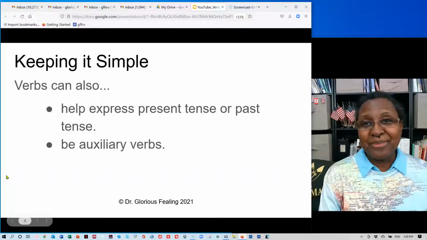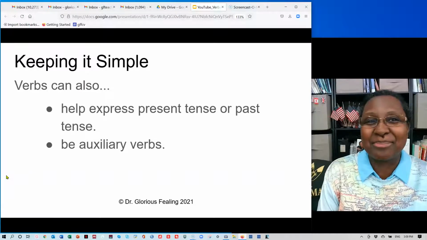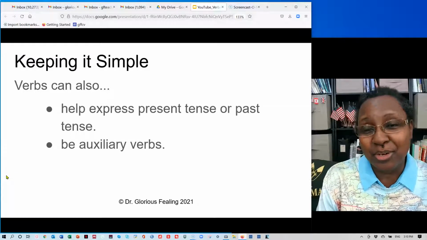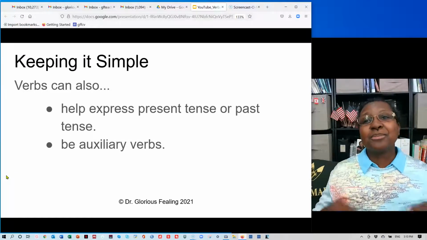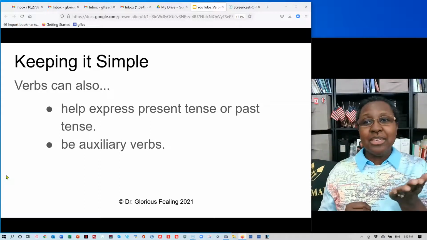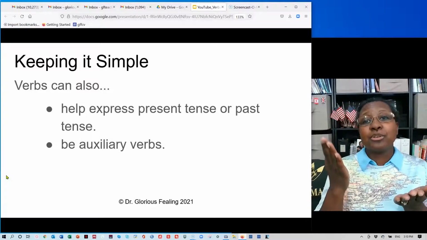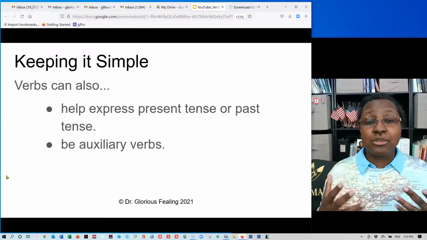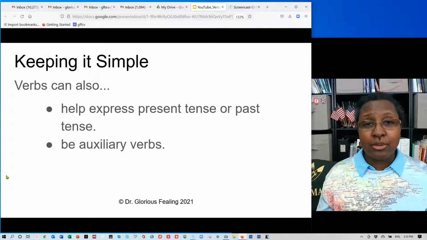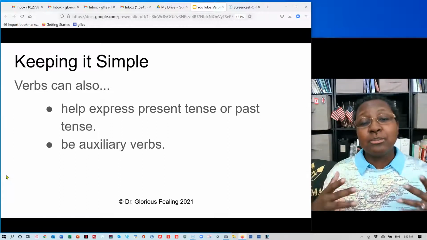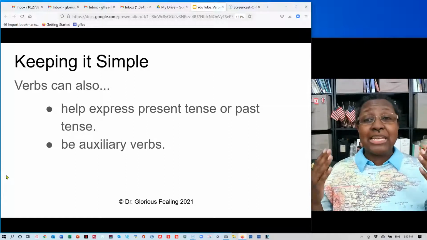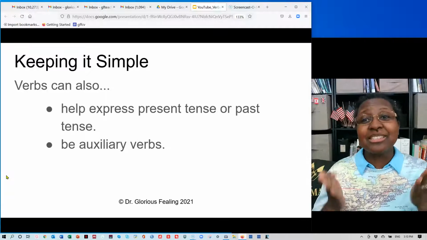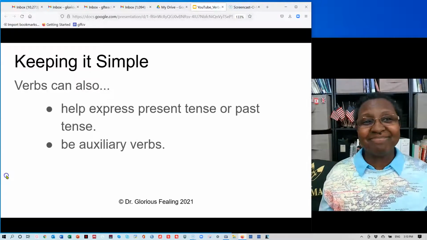I'm also keeping it simple. Verbs can express tense, such as present tense or past tense, and they can be auxiliary verbs. I tend to think of verbs in two categories, as verbs of being or auxiliary, and as verbs of action. When you go onto the internet, you will find several reliable sources that talk about the ways in which verbs can be used, but there are so many it tends to get complicated in my opinion. So again, based on my experience, I'm going to just use two categories.